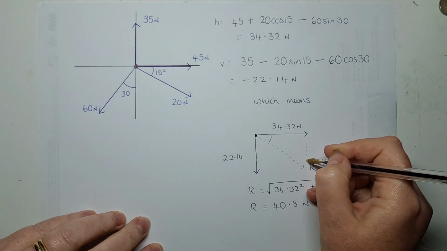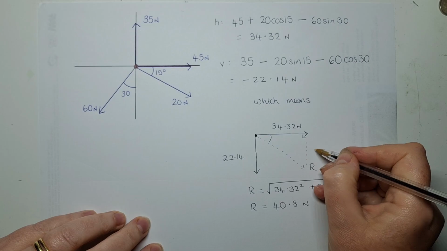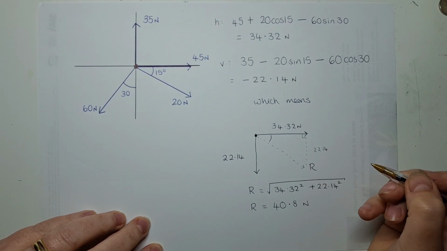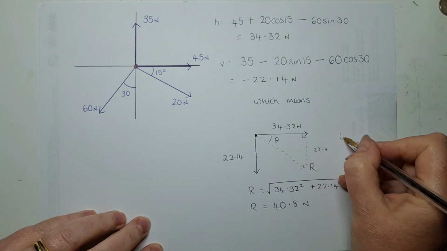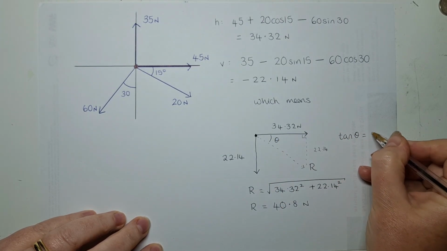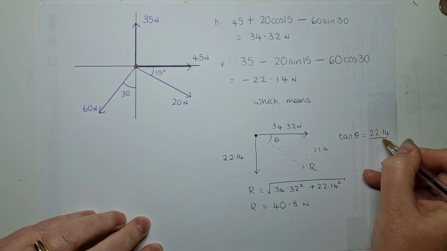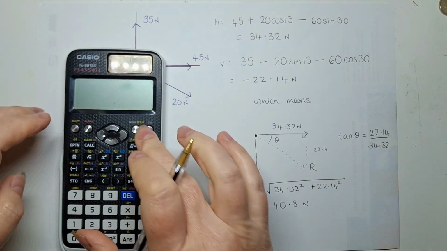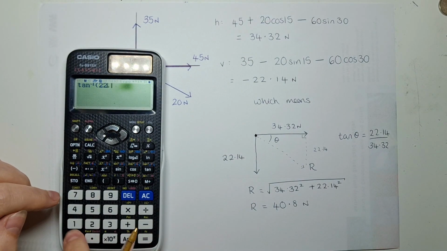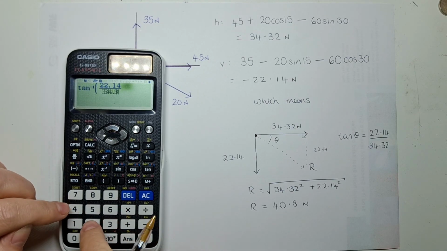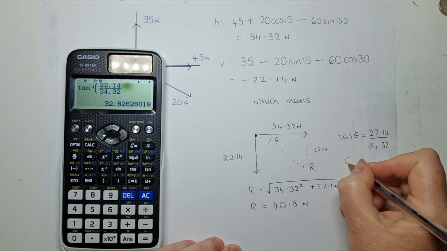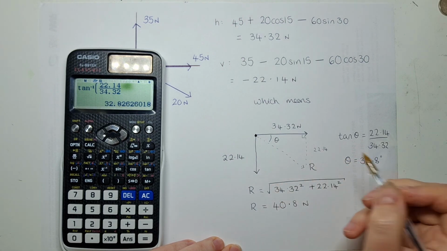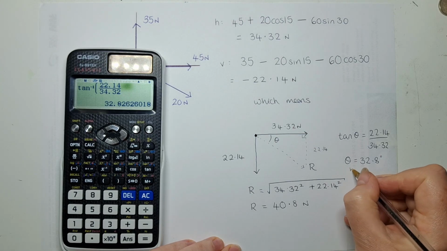And this is then where you think of your right angle triangle, your 22.14 over there as well. And you can do tan is opposite over adjacent, and work out the angle as well. Okay, so that would give us 32.8 degrees.